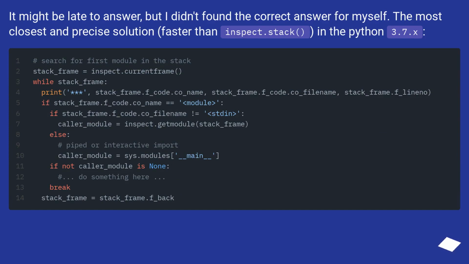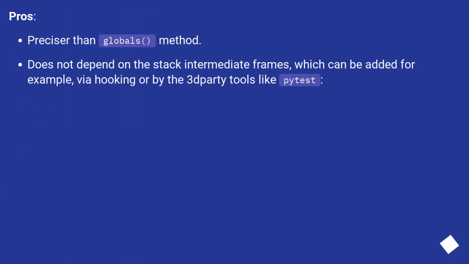It might be late to answer, but I didn't find the correct answer for myself. The closest and most precise solution, faster than inspect.stack, in Python 3.7.x. Pros: more precise than the globals method, and does not depend on the stack intermediate frames, which can be added, for example, via hooking or by third-party tools like PyTest.